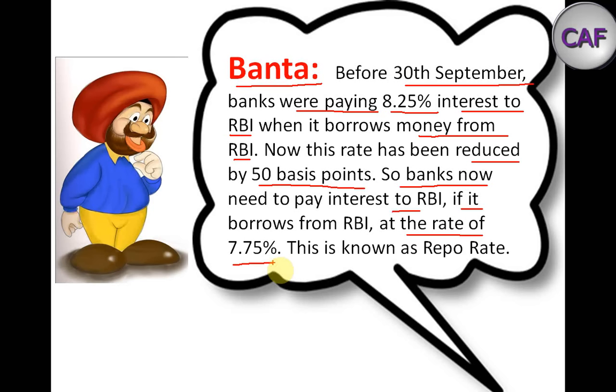50 basis points means 0.50% has been deducted from the overall percentage. This is known as the repo rate. Repo rate means repurchase option.